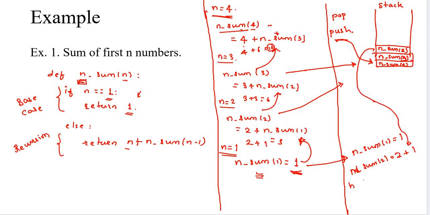Then n sum of 3 again will be top of the stack, it will pop. So once you popped, this value will go out of the stack. Now top of the stack is n sum of 3. So now n sum of 3 is what? 3 plus n sum of 2, which is 3 plus 3, which is equal to again 6. And then now n sum of 4 I have to go. So when I popped, 3 is also taken out of the stack. Now top of the stack is n sum of 4, which is equal to 4 plus n sum of 3, that is 4 plus 6, which is equal to 10. This is our final answer.